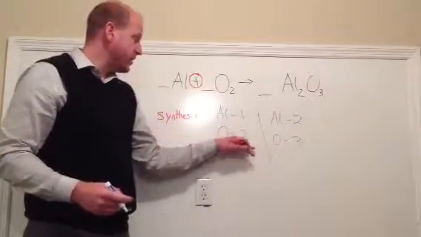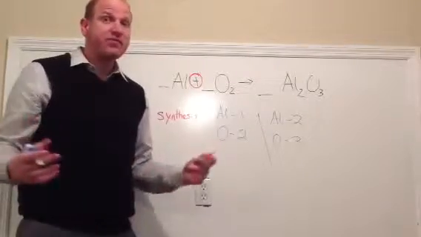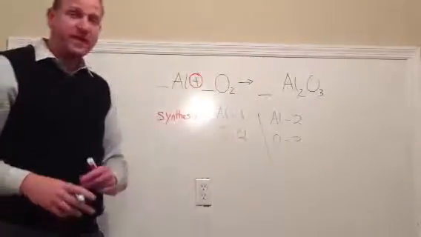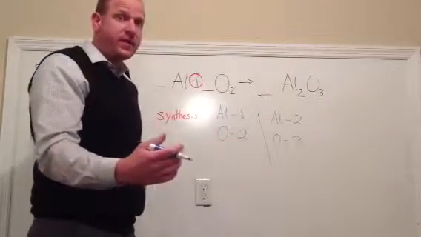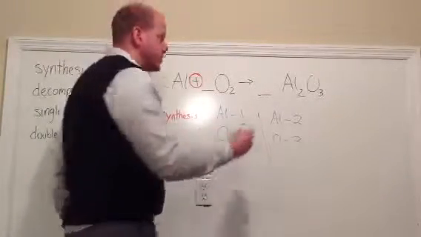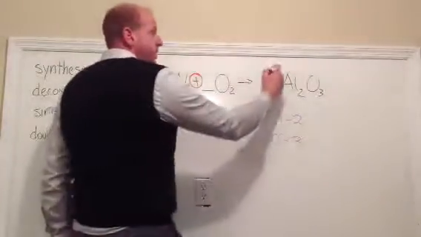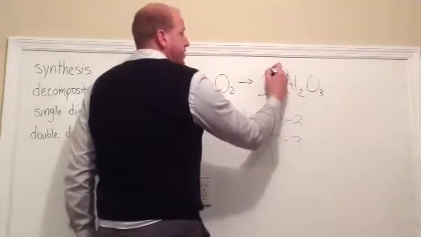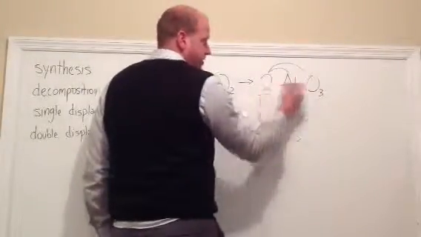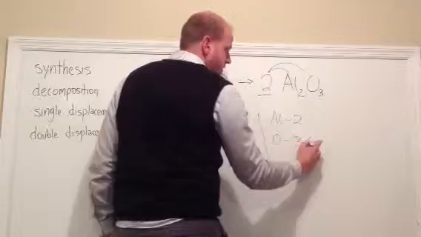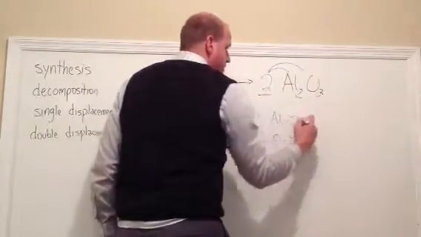If I have an even number and an odd number, I have to make that odd number even, otherwise I can never balance it. In order to make that side even, all I got to do, and the easiest way to make an odd number even, is to multiply it by 2. So I multiply this term by 2. Whenever I do that, it multiplies the aluminum and the oxygen. So my oxygen becomes 2 times 3, which is 6, and my aluminum is 2 times 2, which is 4.